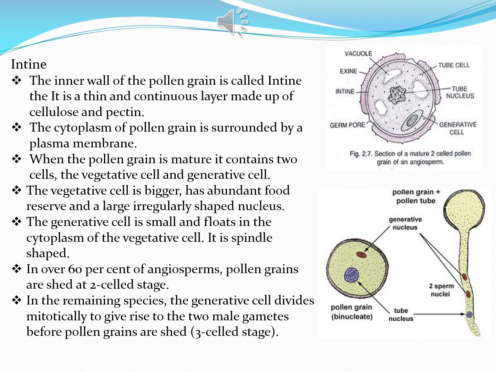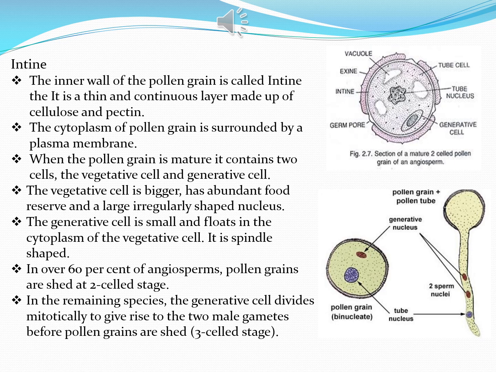Okay, so I'm going to repeat again. The innermost layer we call the intine. What is it made up of? It is made up of cellulose and pectin. Okay, a pollen grain consists of how many cells? Two cells. One is the vegetative cell and one is the generative cell. Okay, the vegetative cell reserves the food materials. The generative cell carries the male gametes, or we call them sperms, right?